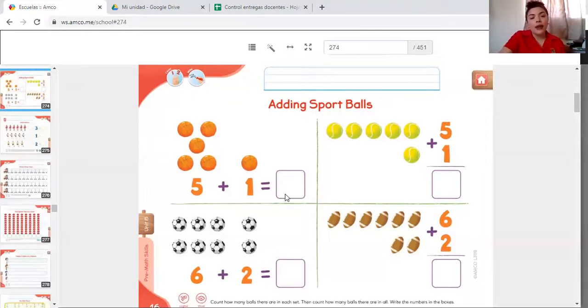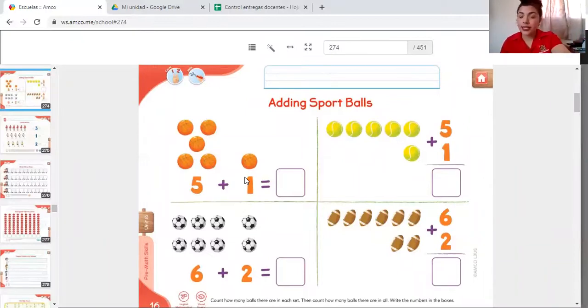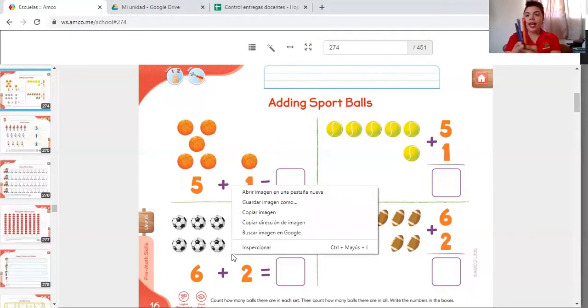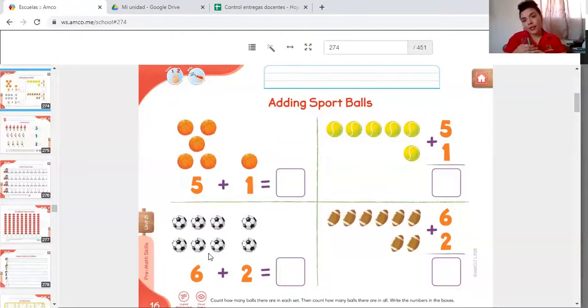Okay, down. So this is basketball, this is tennis, and this is football, soccer, and this is football, okay? So here, let's count one more time. So let's count the balls, okay? 1, 2, 3, 4, 5, and 6. I have 6. Help me. 1, 2, 3, 4, 5, and 6. I have 6 pens. Okay, so I have 6 pens, but imagination, this is a ball.